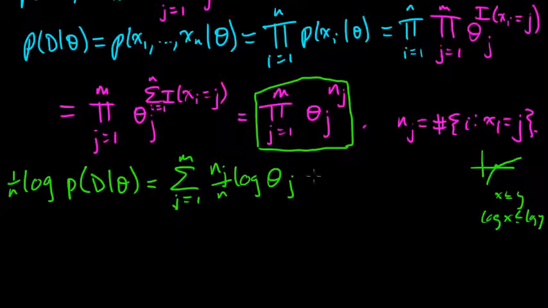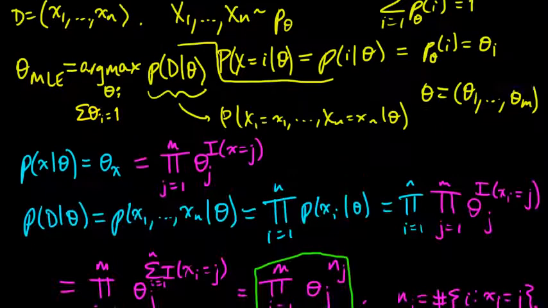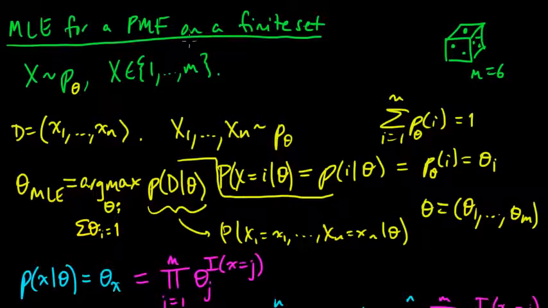All right, so we're back. We're computing the MLE for a PMF on a finite set. And here's our expression for the MLE. It's this constrained maximization problem. We're maximizing this expression over these thetas.